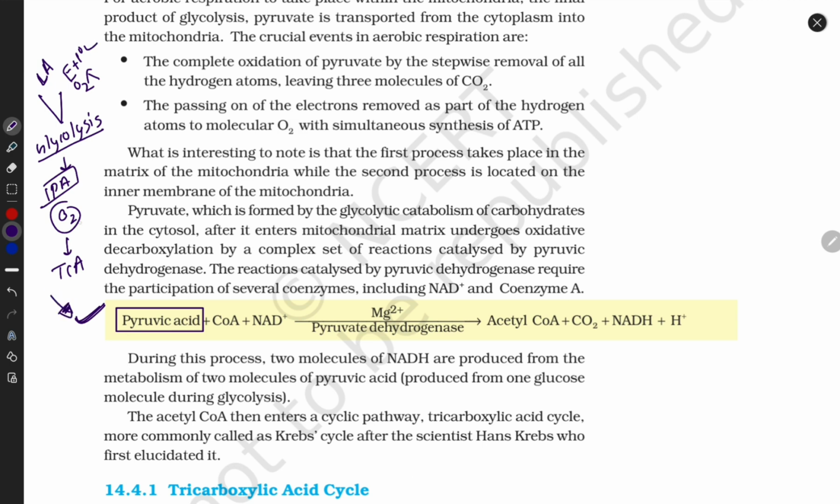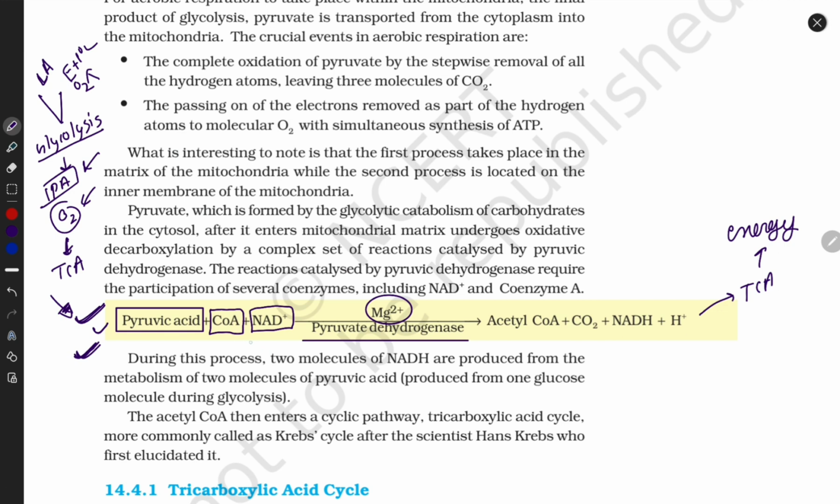So here we provide oxygen to pyruvic acid. Now this mechanism will form pyruvic acid plus coenzyme A and NAD plus. This is also an energy form, guys. But why are we doing this? Because after this reaction, they go into the TCA cycle and TCA gives us energy. That's why we're doing this. So pyruvic acid goes into this reaction, some magnesium ions will be required, and most important, the enzyme pyruvate dehydrogenase. Important, guys, this is the important enzyme.